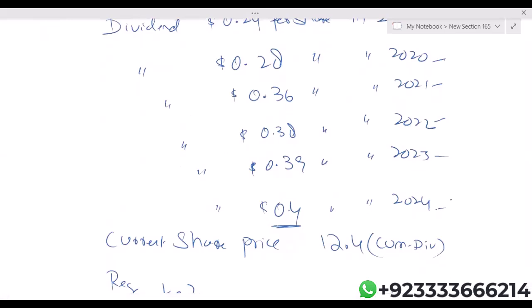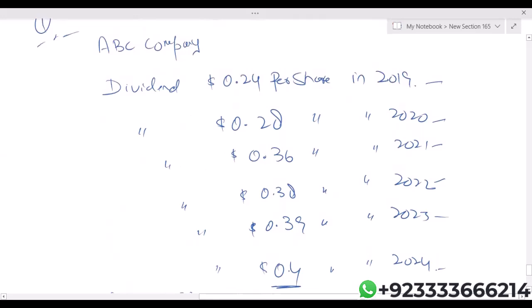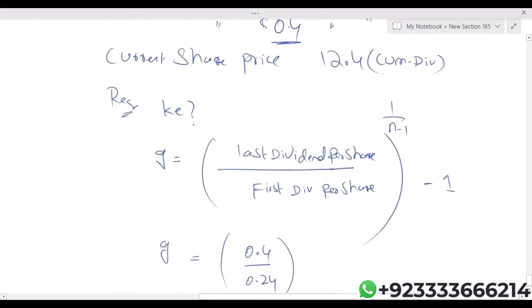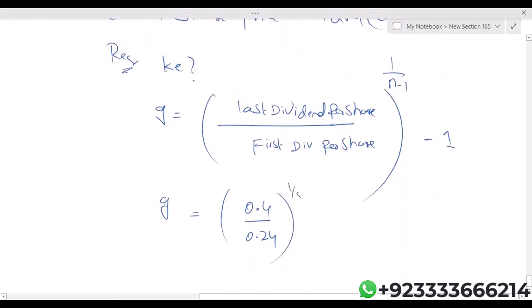So what will be the power? The information is 1, 2, 3, 4, 5, 6. So what will be the power? Can I say 1 upon 5? Yes or no?